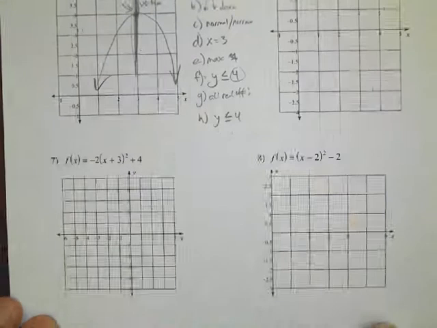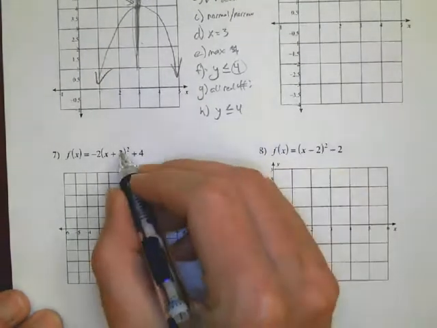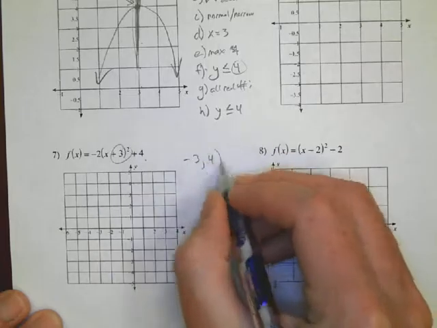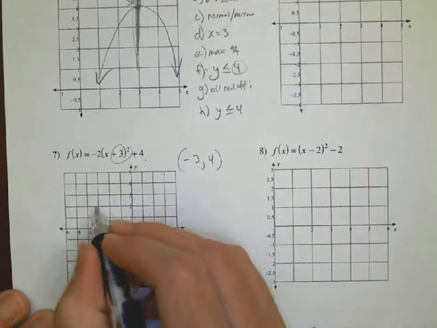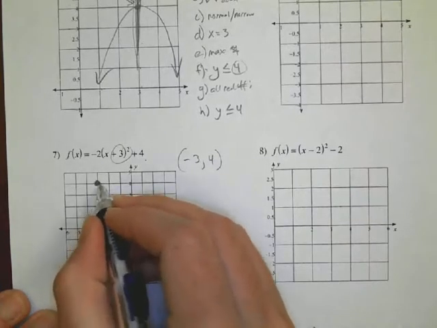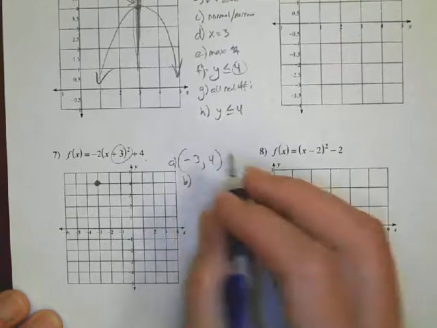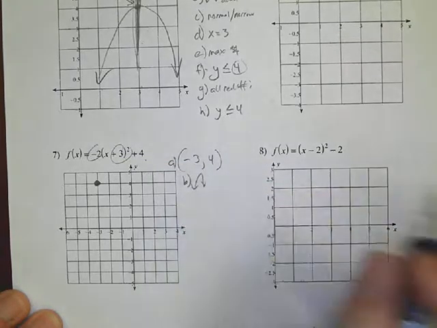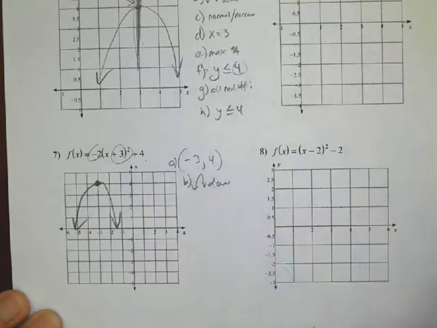So let's look at number 7 real quick. Number 7, same type of idea, okay? I take the opposite here and I have -3, comma, and there's my y value 4. That's my vertex. 1, 2, 3, 1, 2, 3, 4, and I plot that there, and there's my vertex value. That's A. For B, this shape here has a -2 in front, so we're going to also be curving down.